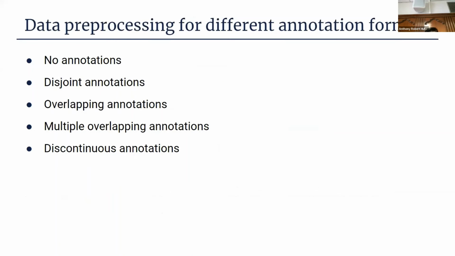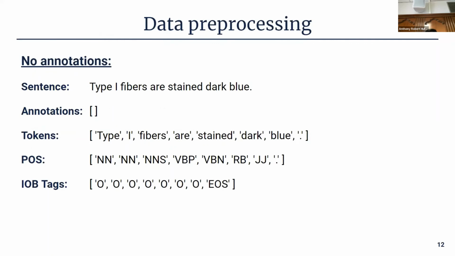Now, talking about the pre-processing steps, we have used CRAFT version 4.0, and with the introduction of version 4.0, there were some complex annotation formats that were introduced, and because of that, we have to do quite some pre-processing in that. So, in talking about the pre-processing, let's say if there are no annotations, then it's pretty much a straight process.